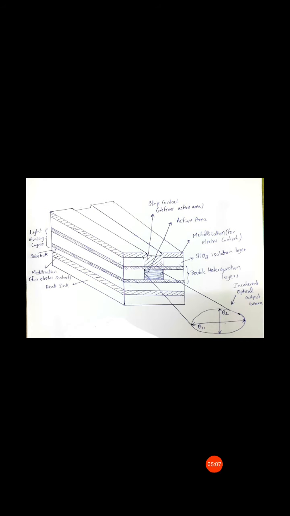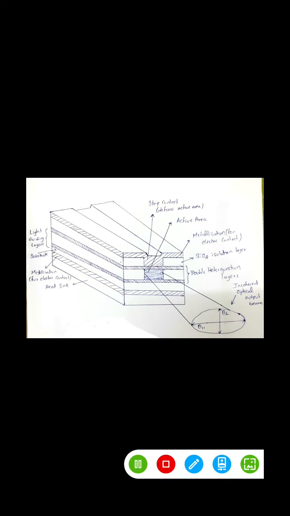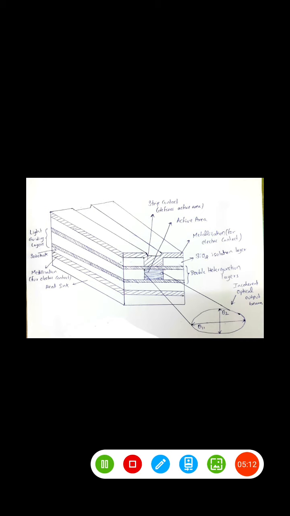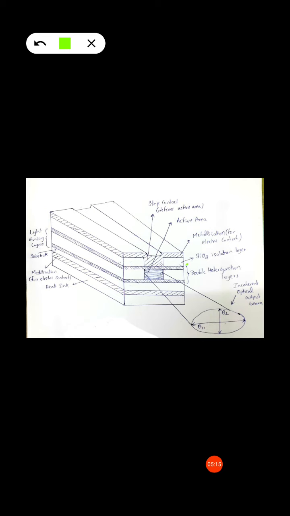Now coming to the double heterojunction layers or light guiding layers, both guiding layers have a refractive index which is lower than that of the active region but higher than that of the surrounding material. That is regarding the guiding layers.